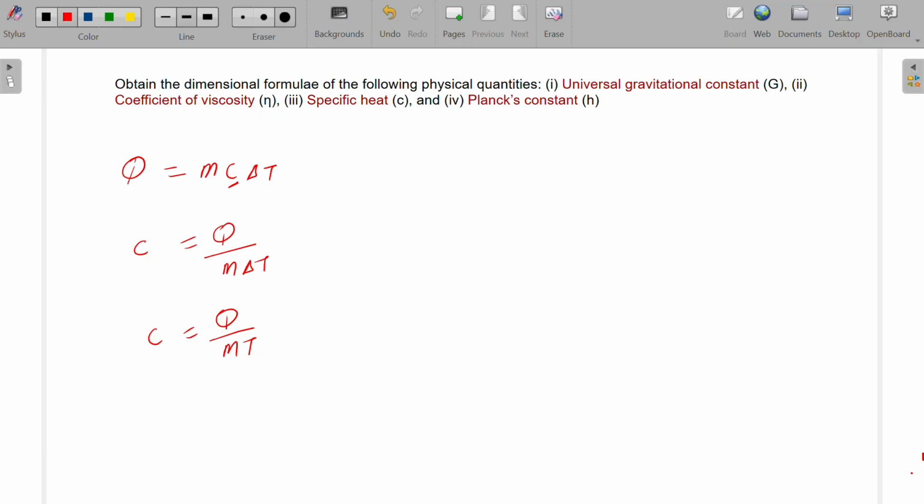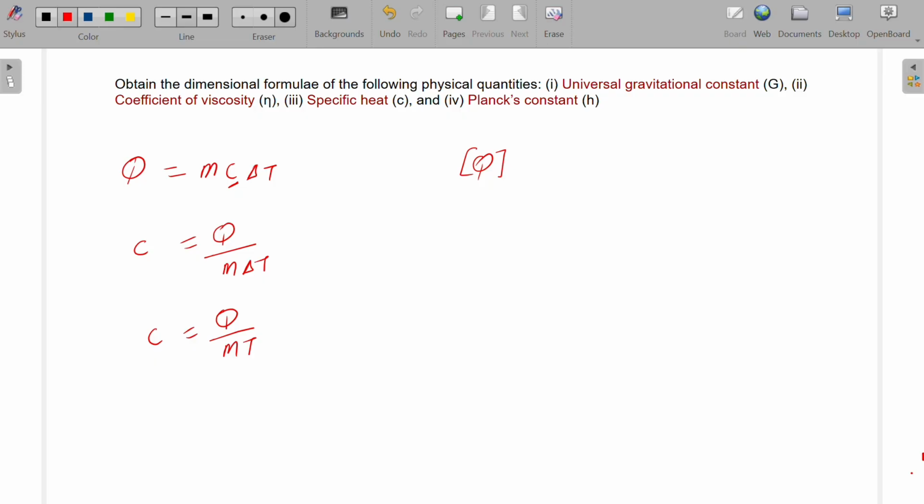So again, as usual, we are going to establish the dimensions for each of these. Let's look at the dimensions for energy, which is heat energy in this case. Now, getting it from the formula, we can get it from anywhere. We can get it from the kinetic energy formula. You know, kinetic energy is energy.